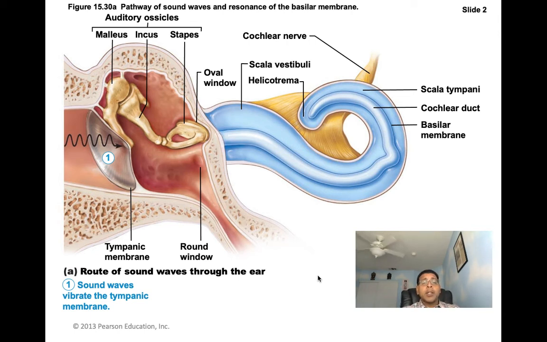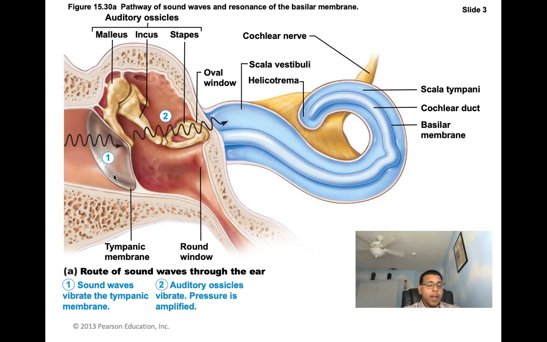So here we can see sound entering the external acoustic meatus is going to strike the tympanic membrane. When it strikes the tympanic membrane, it's going to set that tympanic membrane vibrating at the same frequency. The greater the intensity, the farther the membrane is going to be displaced.